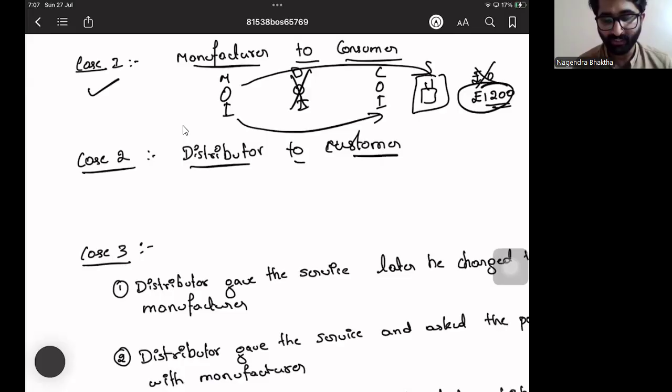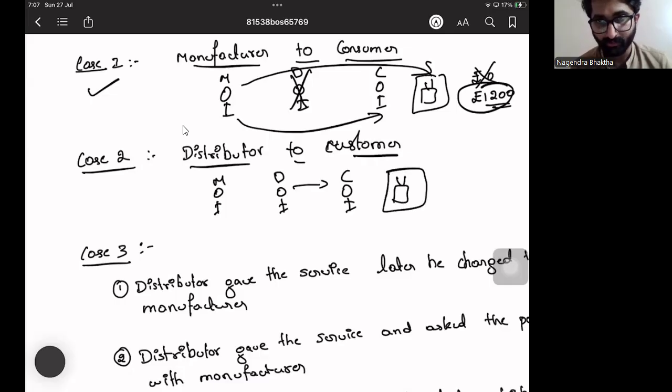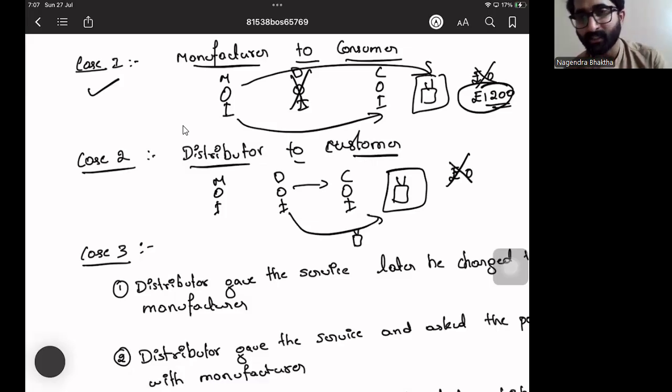Distributor to the consumer. Think that there is a manufacturer, a distributor, and a consumer. This time the warranty is given by the distributor, not by the manufacturer. Now think there is some issue with the product, and the distributor gave the repair service, did the repair and replaced some goods. He charged nothing, zero. That means there is no supply because there is no consideration.